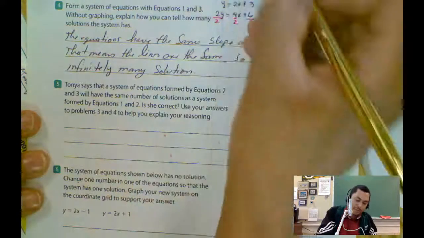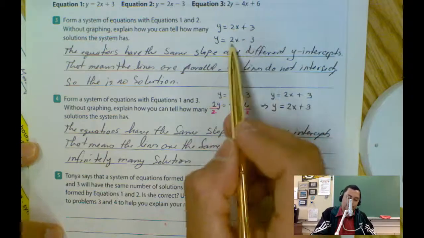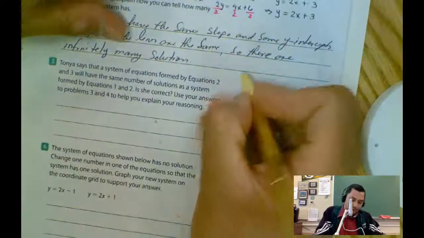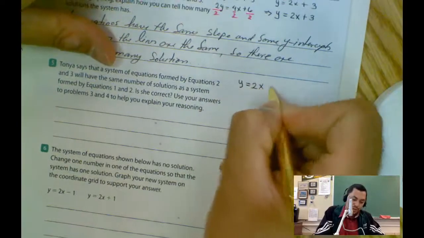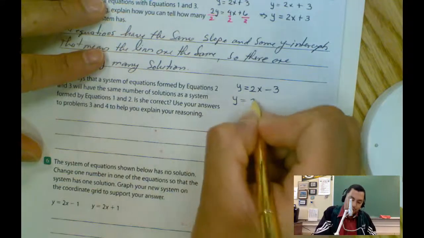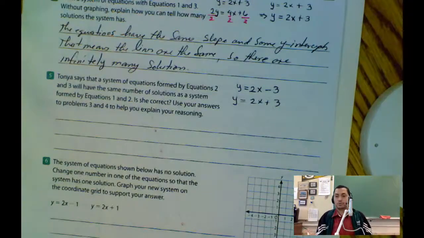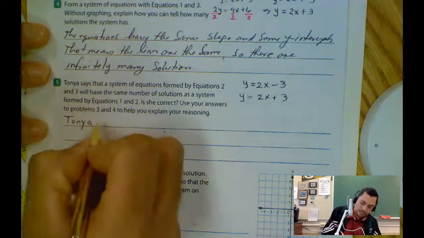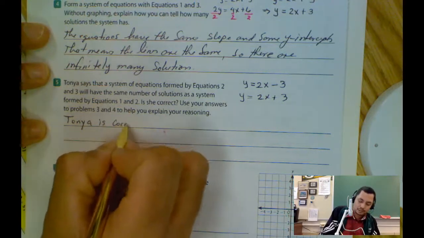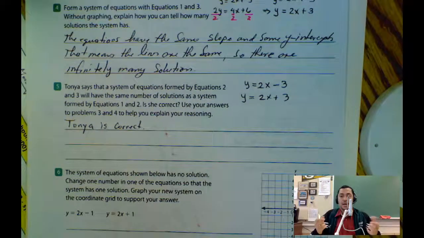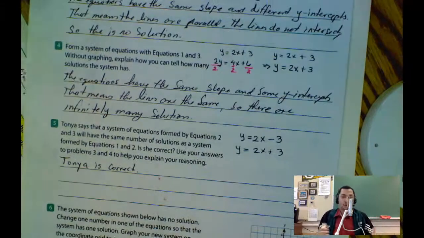I'm going to notice that, remember, for the first one, 1 and 2, there's no solution, because the slopes are the same and the y-intercepts are different. In this case, if I put together equation 2, y equals 2x minus 3, and equation number 3, which turned out to be y equals 2x plus 3, it is also no solution. So in this case, Tonya is correct. After observing those two equations put together, using problems number 3 and 4, Tonya is correct.